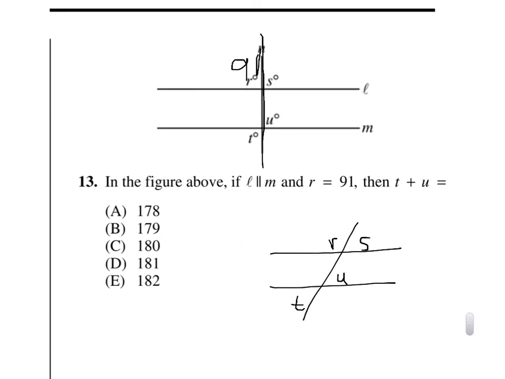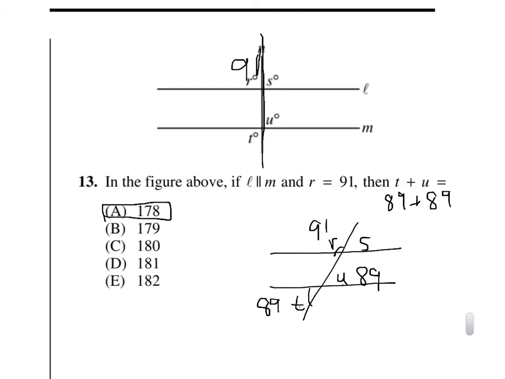Now we see that if R is 91, T is certainly not equal to R, which means T has to be 89. And T and U equal each other. T plus U is 89 plus 89. 89 plus 89 is 178.